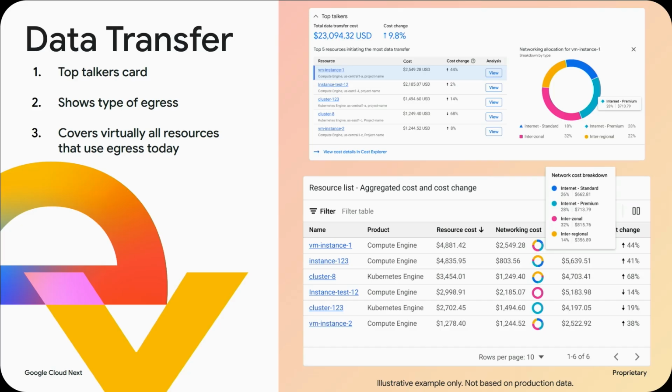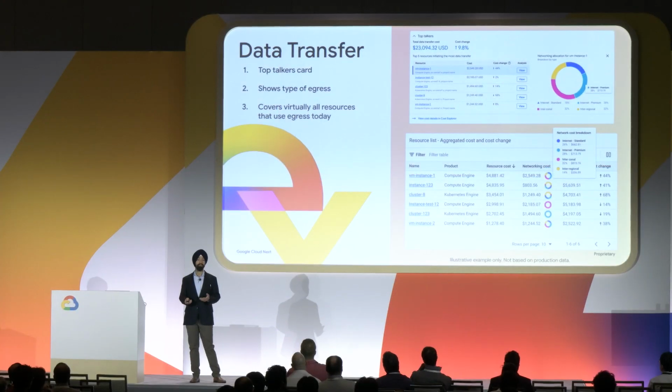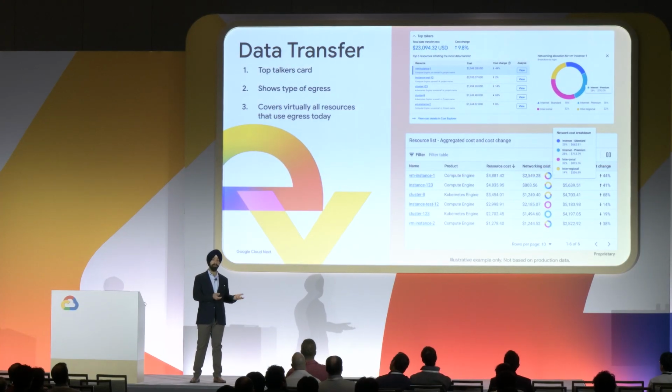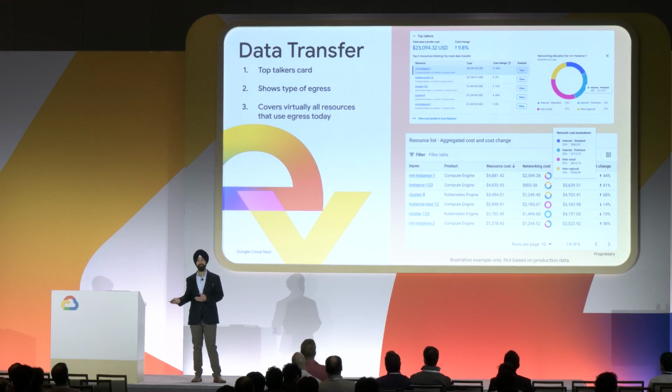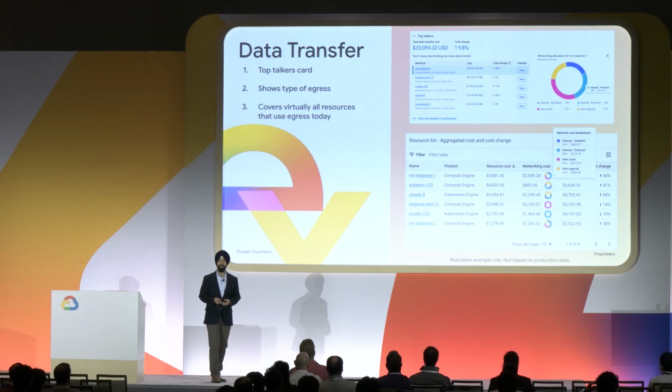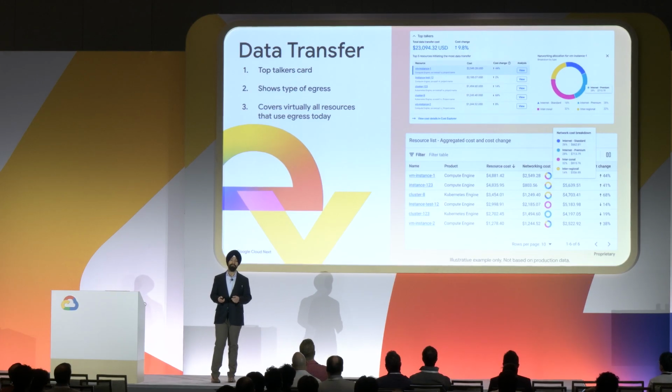In the top talkers card, you can see immediately the top 5 resources that are using the most egress dollars in your project or your application. We also break out that cost by the type of egress. So if you wanted to make sure that your VM was actually transiting over standard internet, but you saw it doing premium internet, this would be the place to come check that. In addition, the best part about this is that we're able to virtually explain all your egress costs on day 1 out of the box, meaning that you don't have to opt in to anything. This just works out of the box for you.